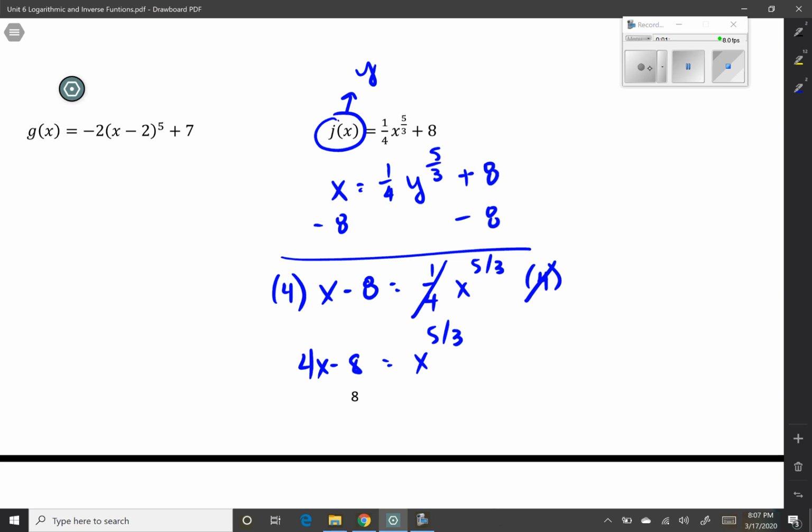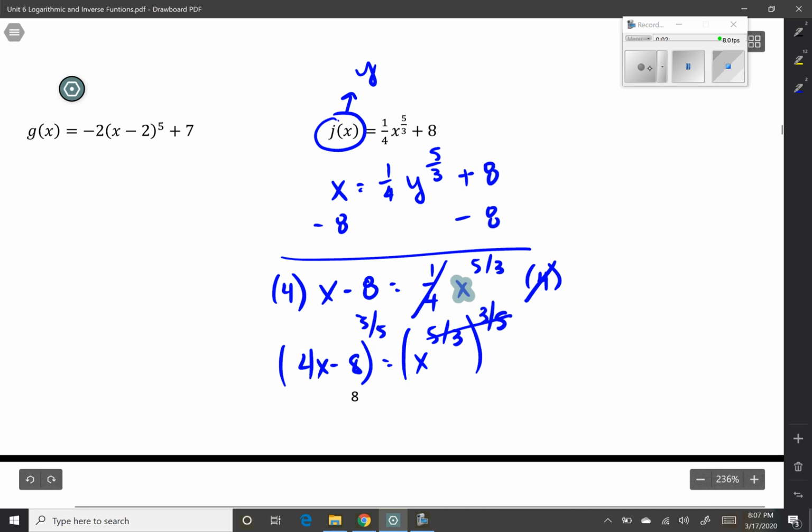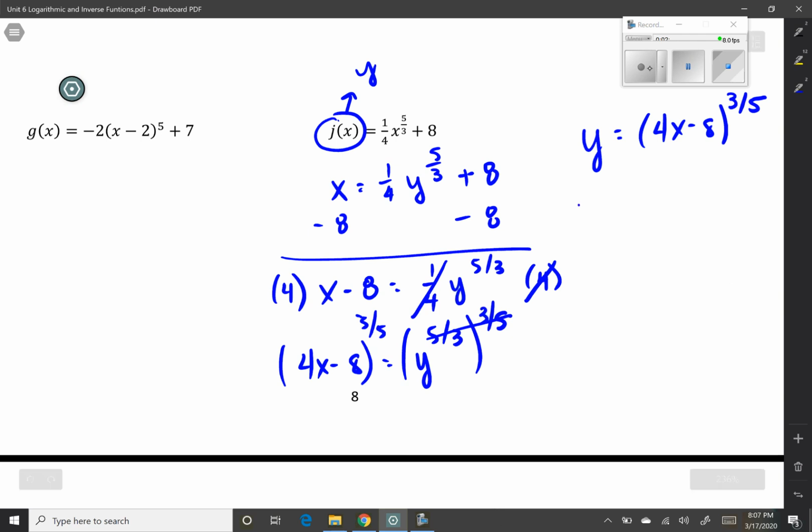Now to get 5/3 away there, I want to raise that exponent to an exponent that is its reciprocal, because if I have a reciprocal there, when I multiply a fraction by its reciprocal, they cancel and just become 1. These are y's actually. So when we have this, we're finished by solving for y. So we have y is equal to 4x minus 8, all to the 3/5 power. To leave it just like that, since it's a function, we can say the inverse function, j negative 1 of x, is equal to 4x minus 8, all to the 3/5.